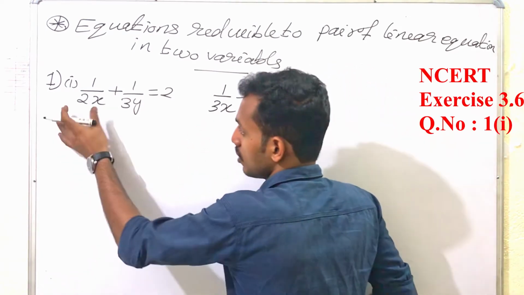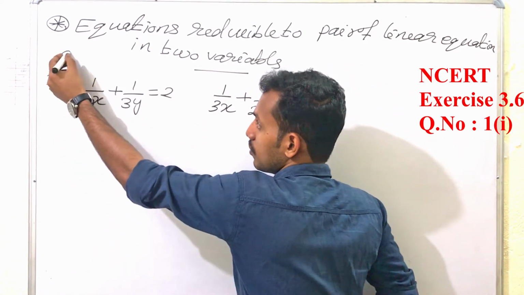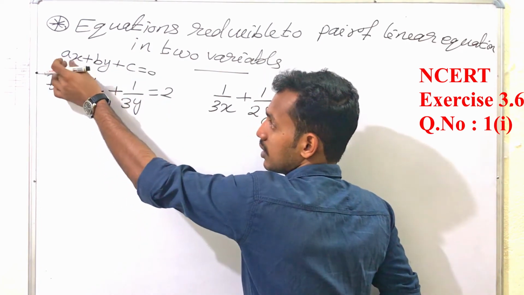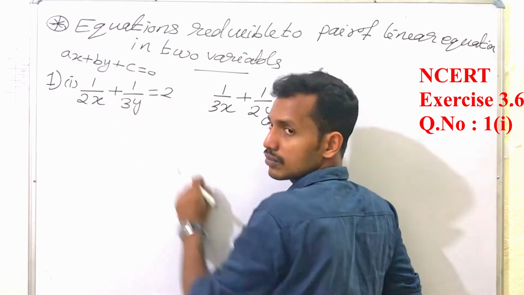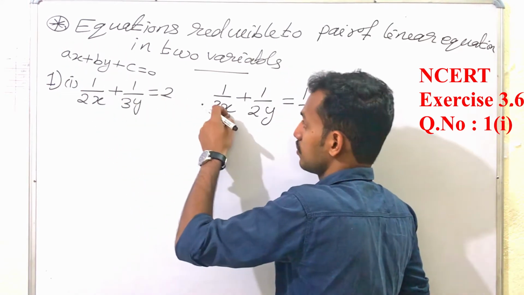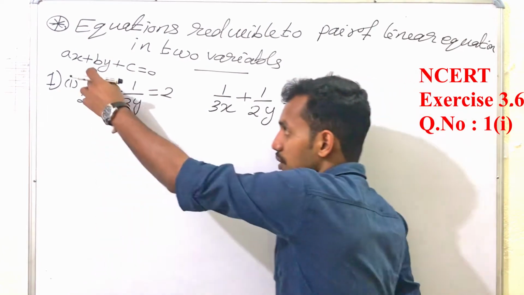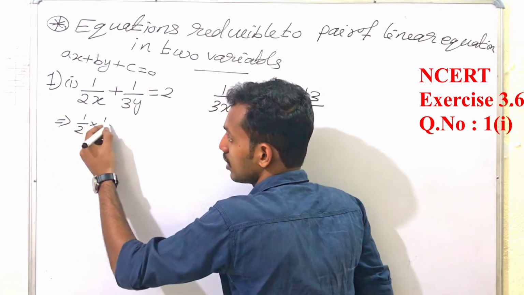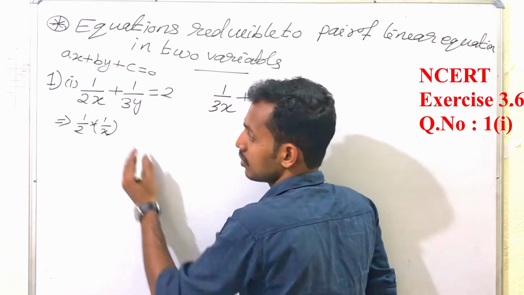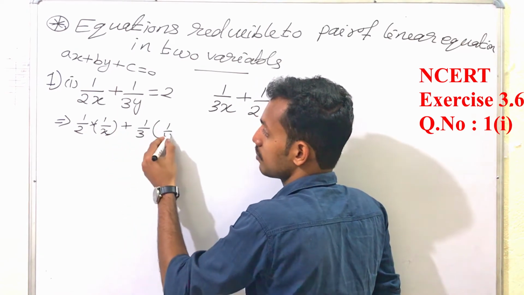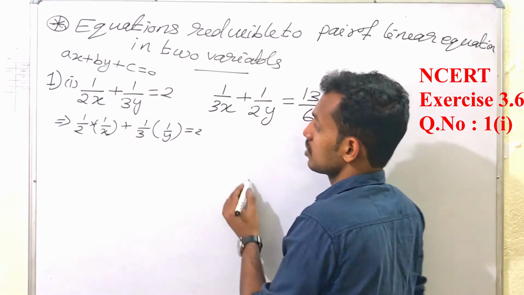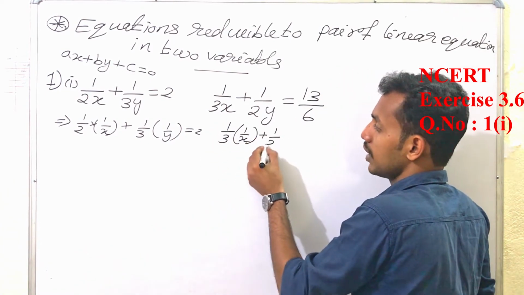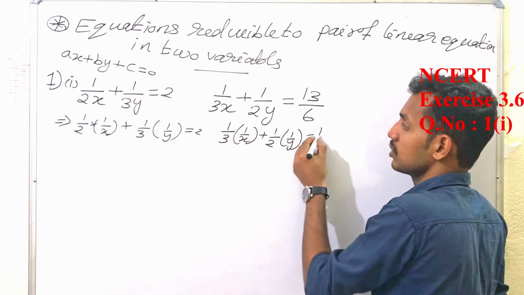So let's start. Here, these two are not in the general form of a linear equation, that is ax plus by plus c is equal to 0, because to become a linear equation, the power of the variable should be 1. But here the power is minus 1. Clear? Because 1 by x is x raised to minus 1. So I am rearranging this equation: 1 by 2 into 1 by x plus 1 by 3 into 1 by y is equal to 2. Similarly, I am writing here 1 by 3 into 1 by x plus 1 by 2 into 1 by y is equal to 13 by 6.